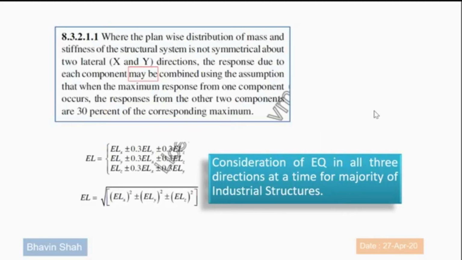When we refer to clause number 8.3.2.1.1, what it says is that if my structure is not regular, that means if the distribution of mass and stiffness in plan is not symmetrical about the x and y directions, then all the earthquake forces in 3 directions may be combined simultaneously. Now, when we talk about industrial structures, all industrial structures will definitely be highly irregular. So we might have to go for combining earthquake forces in 3 directions simultaneously as per this clause.